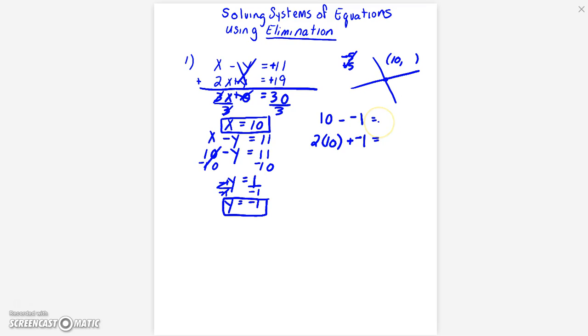10 minus, sorry you guys, I'm just thinking in my head, you've probably done this already. 10 minus negative 1 is the same as 10 plus 1, which is 11. And that worked because that was my answer there. And then 2 times 10 is 20, plus a negative 1 or just minus 1 is going to be equal to 19, which was the other answer I got. So the solution for the system of equations, the point where they meet, is going to be 10 comma negative 1.